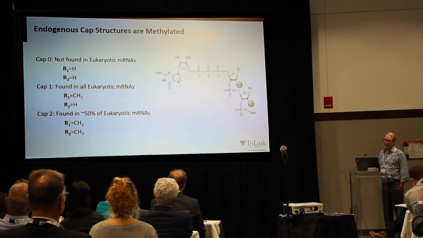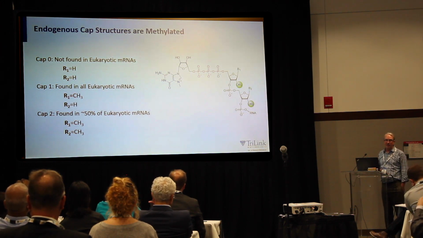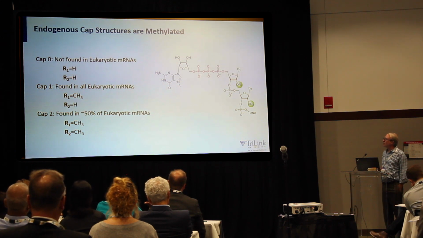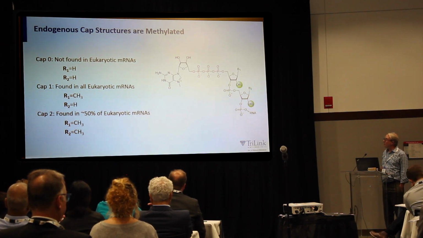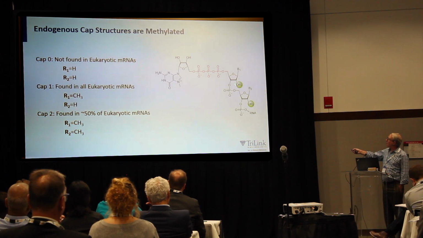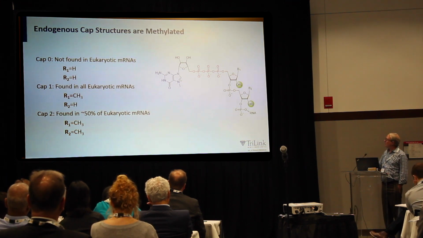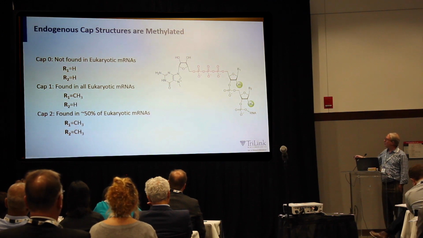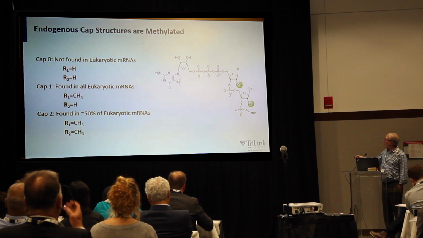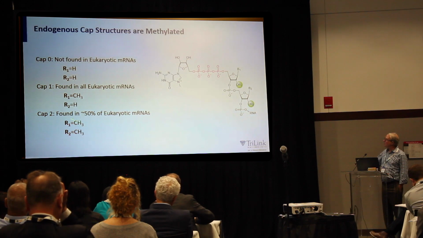Cap0 is an intermediate in the production of a cap, but it's not found at all in any eukaryotic mature messages. So 100% of eukaryotic messages have a methyl group at this first position, and we call that cap1. And about 50% of mRNAs have a methyl group at this point. It's called cap2. And so we think that nature thinks that these 2 methylation positions are really important.